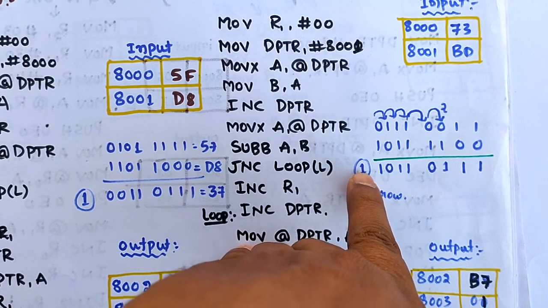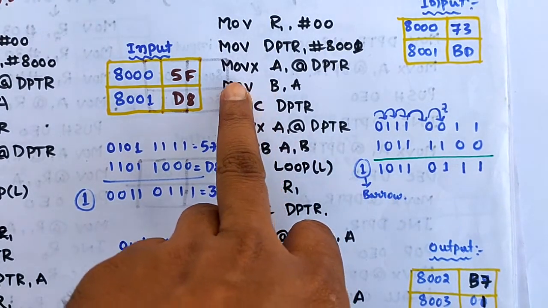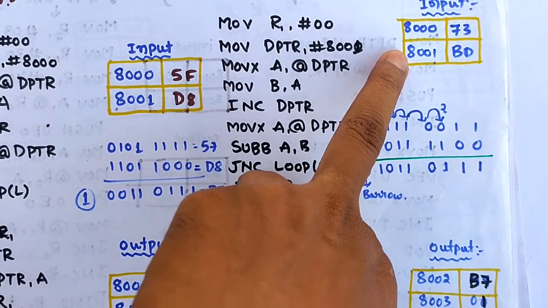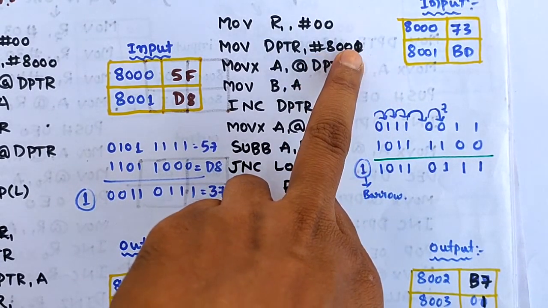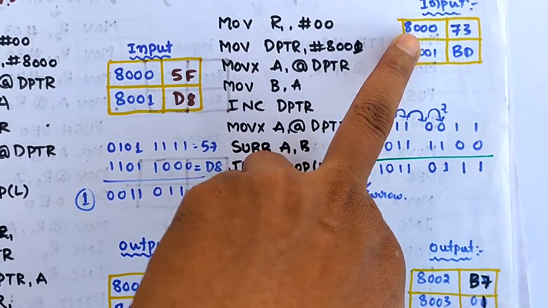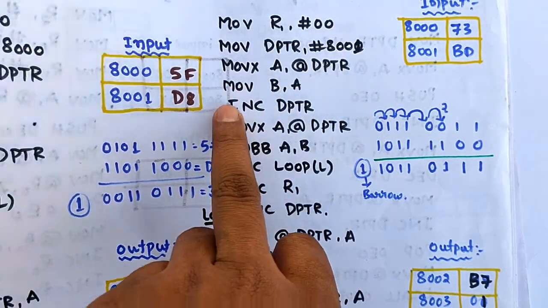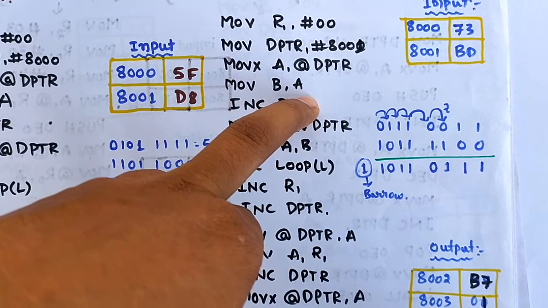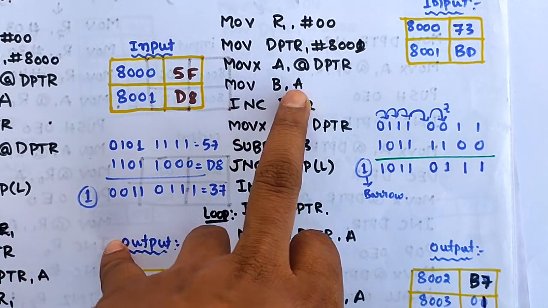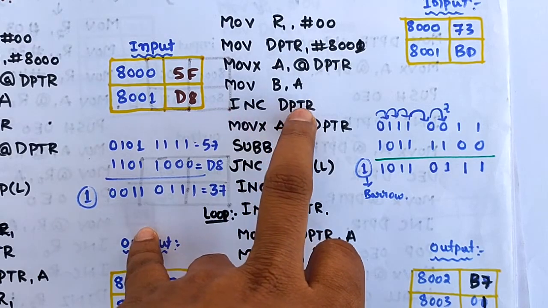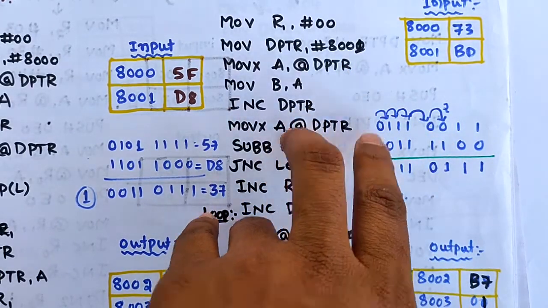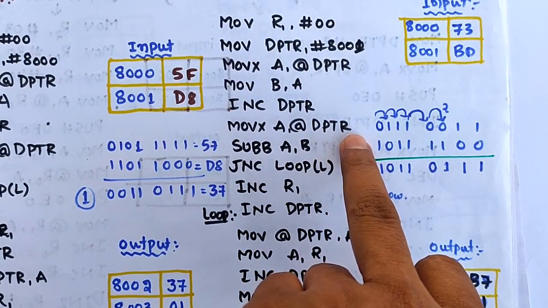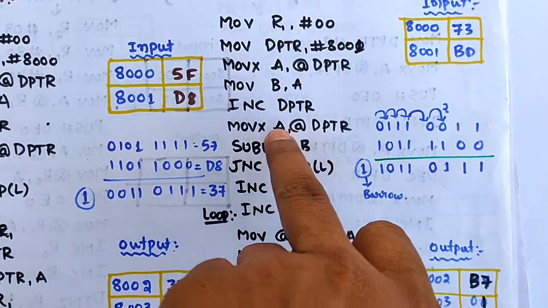1 is a borrow. So that we can see in the 8051 microcontroller program, there is move DPTR to the 8001 location because we are going to subtract from this number. In the 8000 location we are pointing this one. So move A comma DPTR, that means the accumulator content will be stored with the 8000 value, and move B comma A, increment DPTR, that means the DPTR will come to this position. We are going to point the second byte of data.